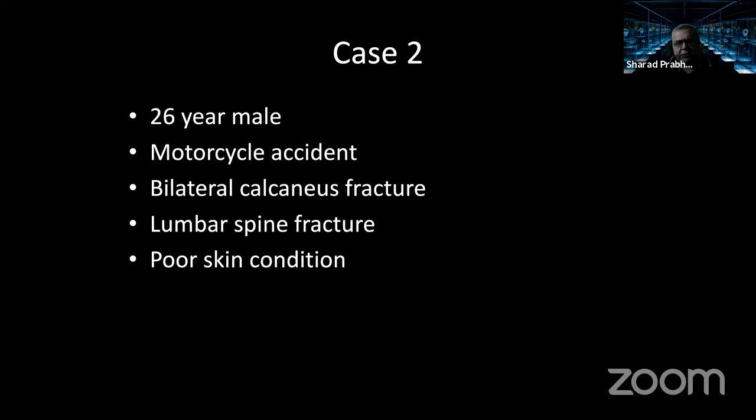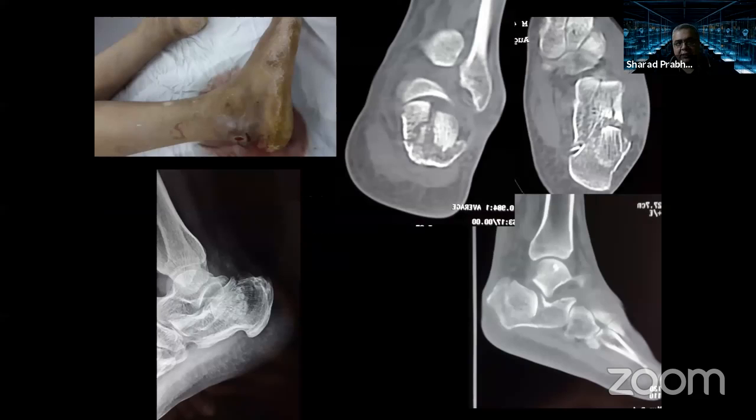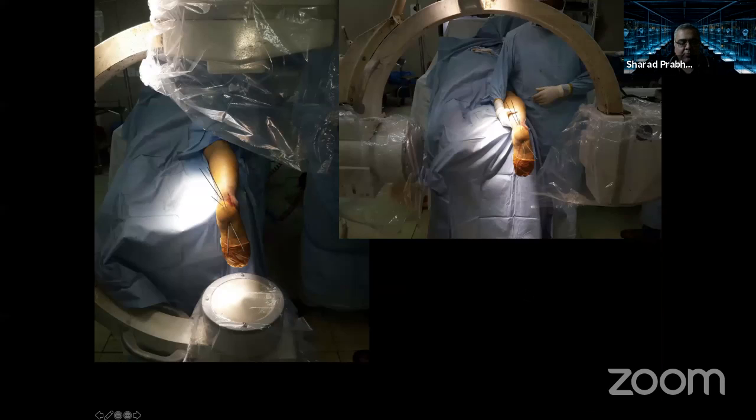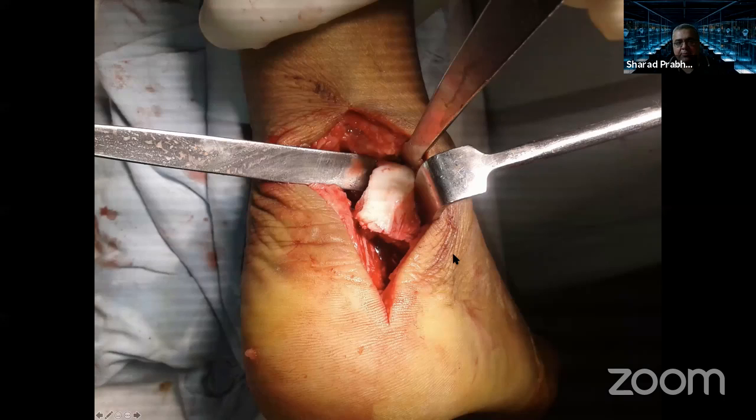Another patient, a 26-year-old male who had a motorcycle accident. This was a bilateral calcaneus fracture with lumbar spine fractures and poor skin conditions. You can see the skin over there, and then you have the X-ray and CT, and you have an intra-articular fragment that's almost vertical and split. So we positioned the patient prone, and that was how we positioned our C-arm.